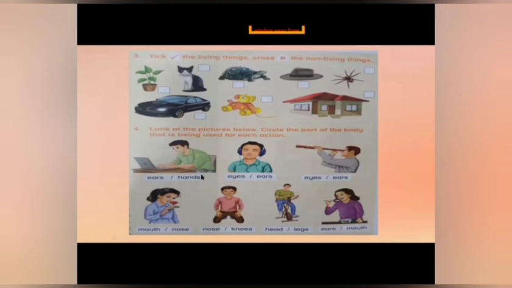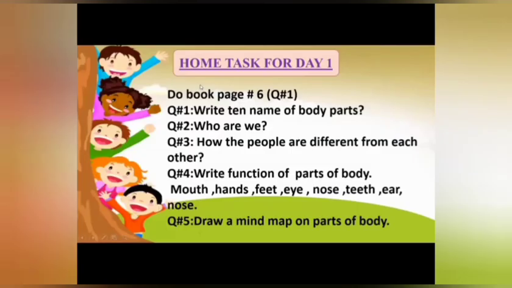ठीक है, ये वाला पेज आपने बुक में फिल करना है. ओके, ये वाला काम आपको घर पे करना है बुक में. ठीक है, इसी तरह आपने ये सारा फिल करना है, लिविंग थिंग्स एंड नॉन लिविंग थिंग्स. ठीक है, और ये वाला भी काम करना है आपको बुक में. सही. और नाउ बेटा टेक अ स्क्रीनशॉट. दिस वाज द टास्क ऑफ डे 1. ओके, do book page number 6, question number 1. Okay, and these 5 questions.